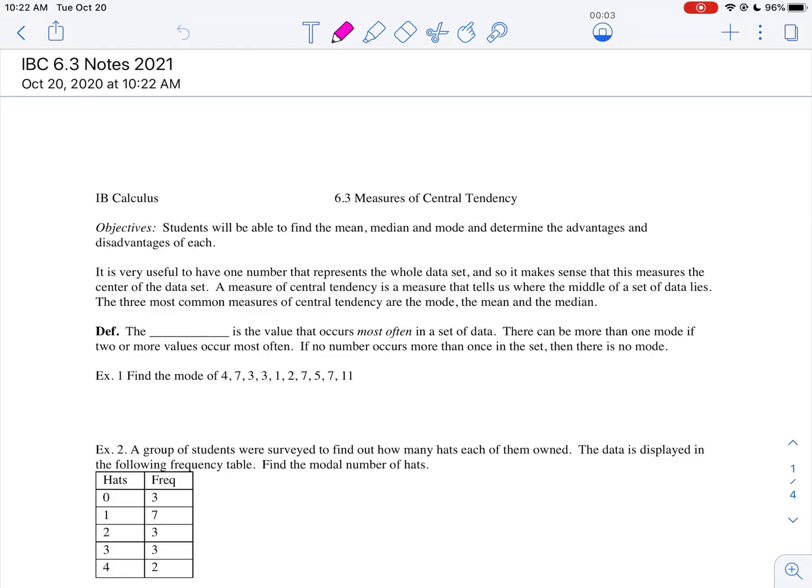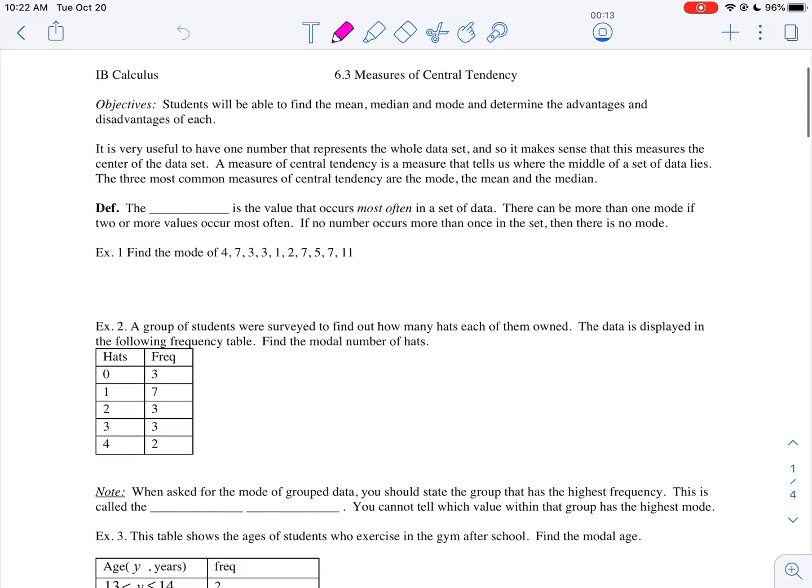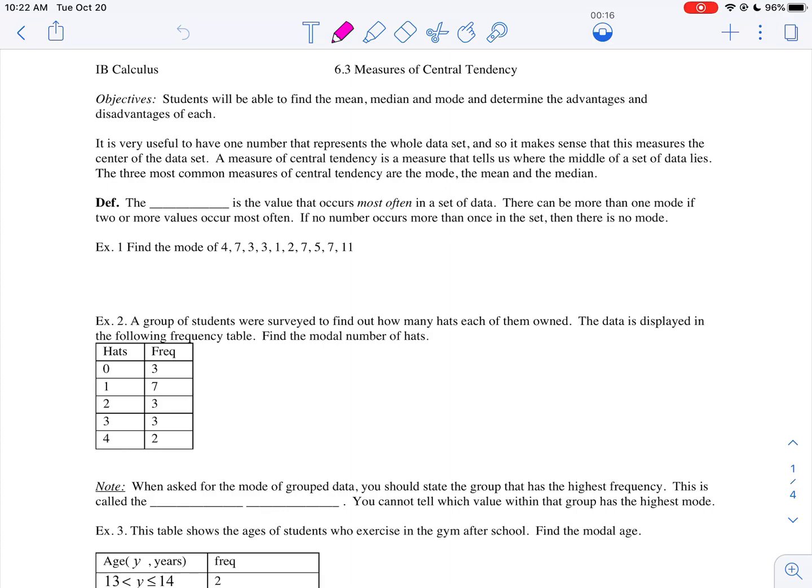Today's note: 6.3 Measures of Central Tendency. The objective: students will be able to find the mean, median, and mode and determine the advantages and disadvantages of each. It is very useful to have one number that represents the whole data, and so it makes sense that this measures the center of the data set.